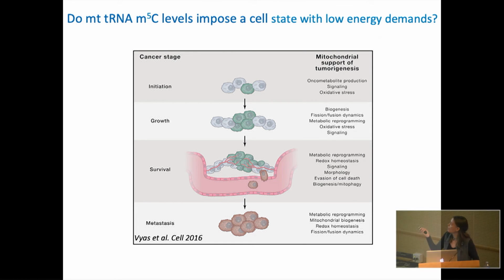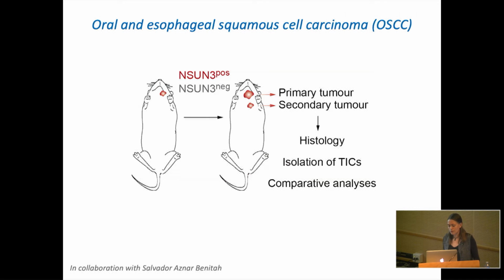And that was mainly because of their relation, probably also to oxidative stress responses. So we said, okay, that's a brilliant system. We just look through all of these stages and see where enzyme 3, or tRNA methylation in this case, is important. So the model we chose was OSCC, oral esophageal squamous cell carcinoma, and we needed a model to do this.